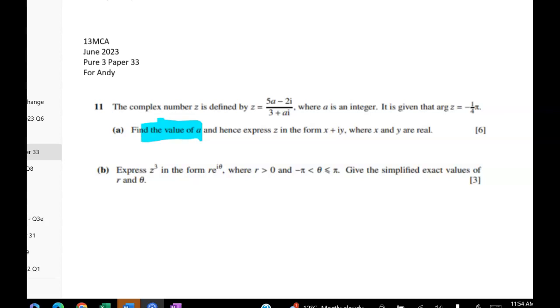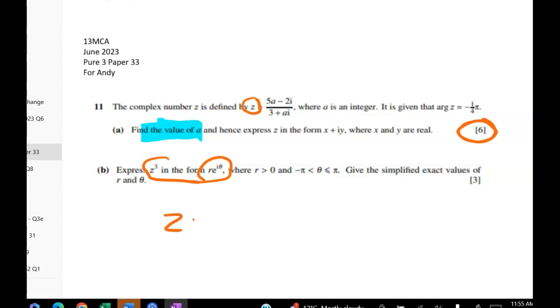Kia ora koutou. This is a great question that Andy sent in from this year's 2023 Pure 3 paper. It's a complex numbers one, and most of the work is actually in the first part of this question. The second part looks daunting, but it's not. We have to take the number that we find in part one, cube it, and write it into exponential form.